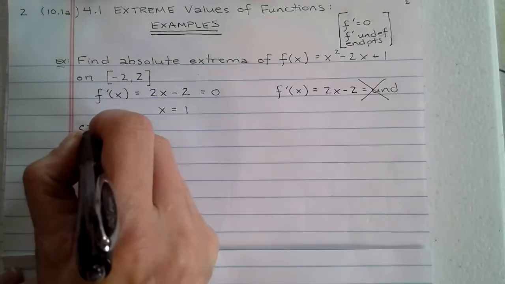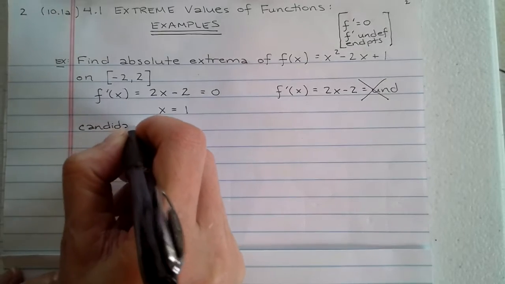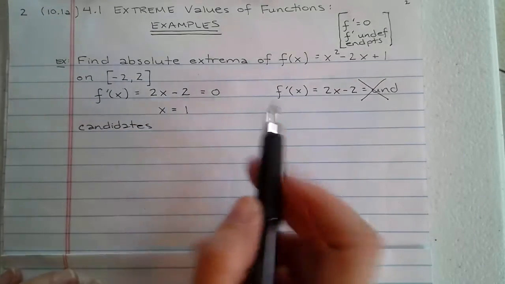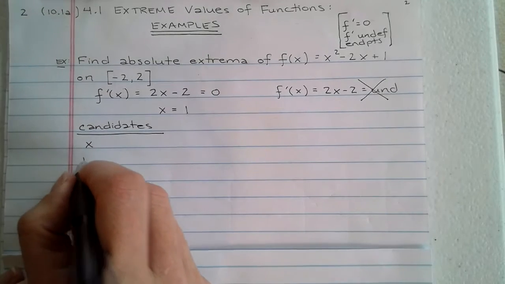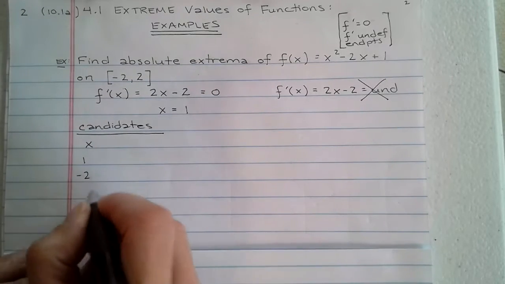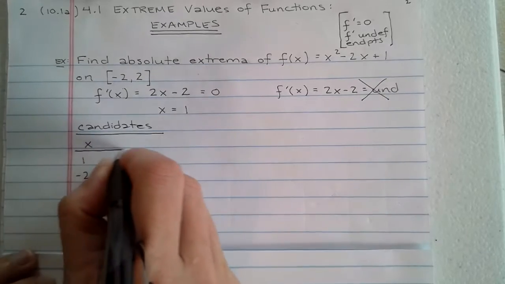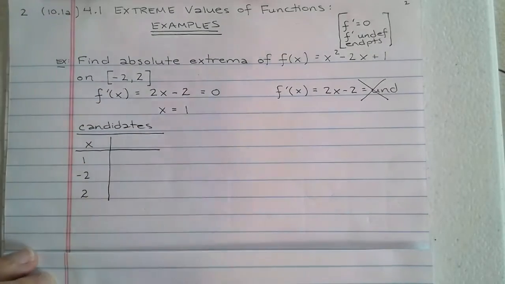So we're going to use what's called the candidate method. And remember, you do have to show how you found your candidates. Our candidates will be 1 and the endpoints. Okay, and all we're going to do is plug those back in to find the y values and see if they truly are a min or a max.